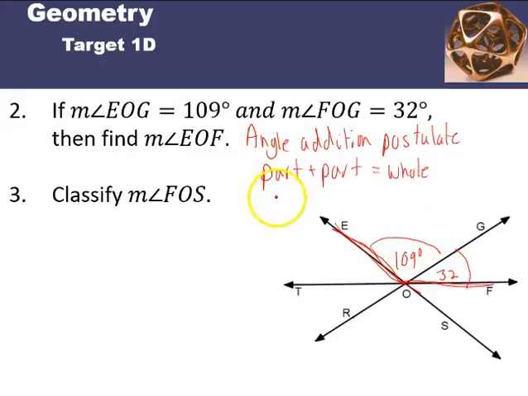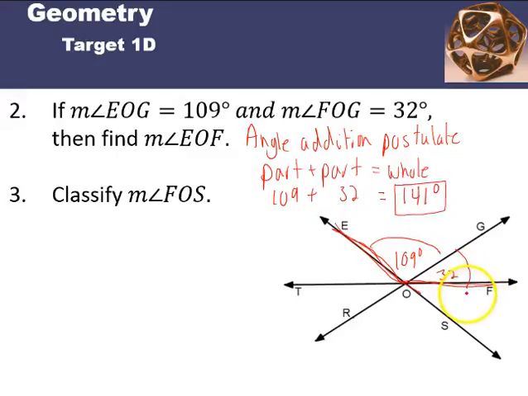So this part is 109 plus that part's 32, and that's going to end up equaling the whole. So 109 plus 32, I believe, is 141. But let me just double check that. Yep, 141. So it's 141 degrees.